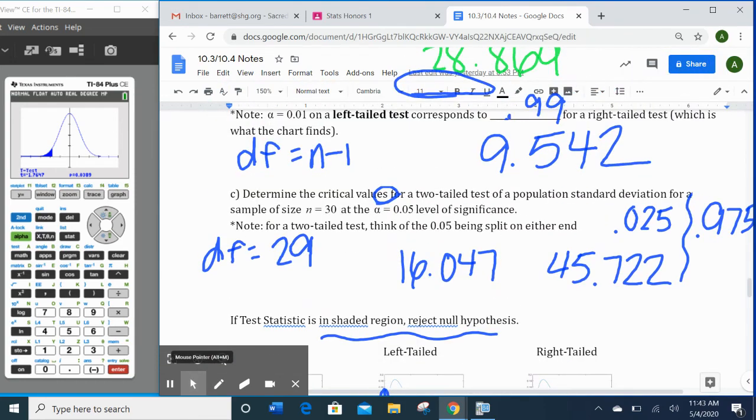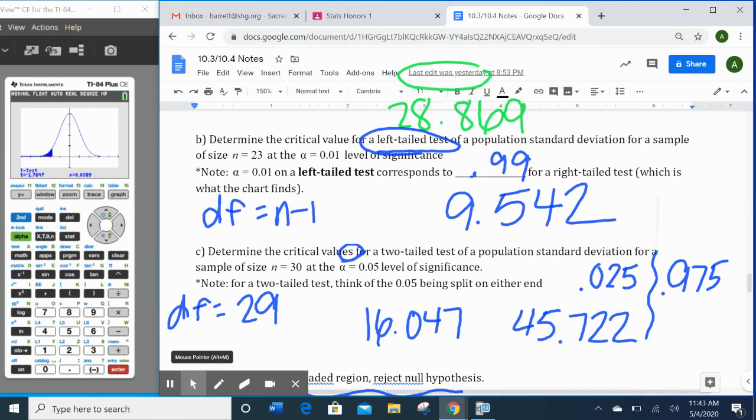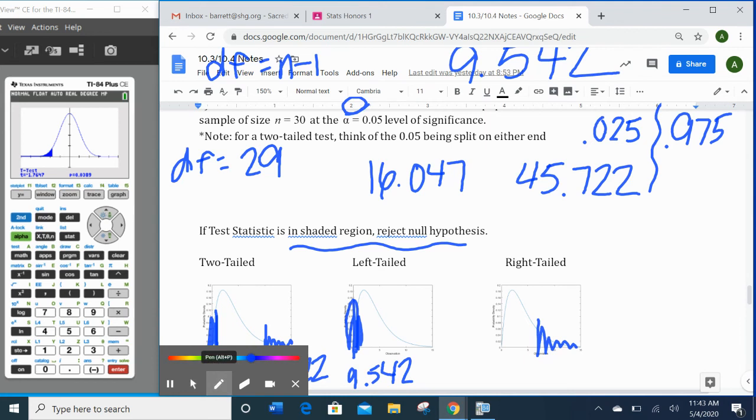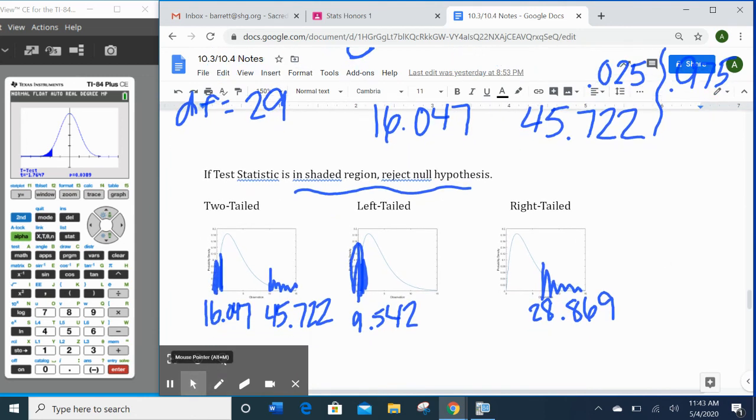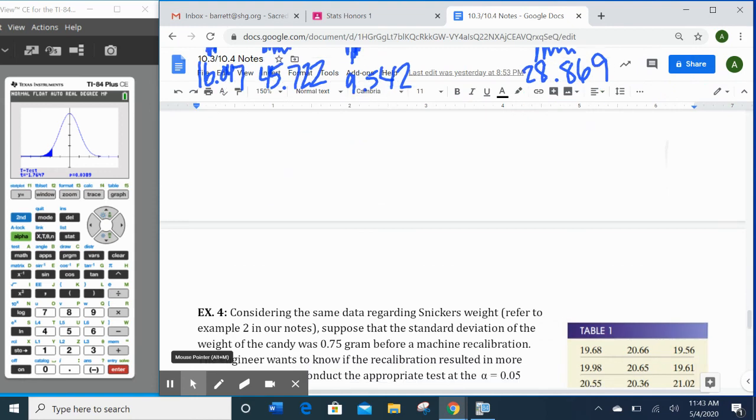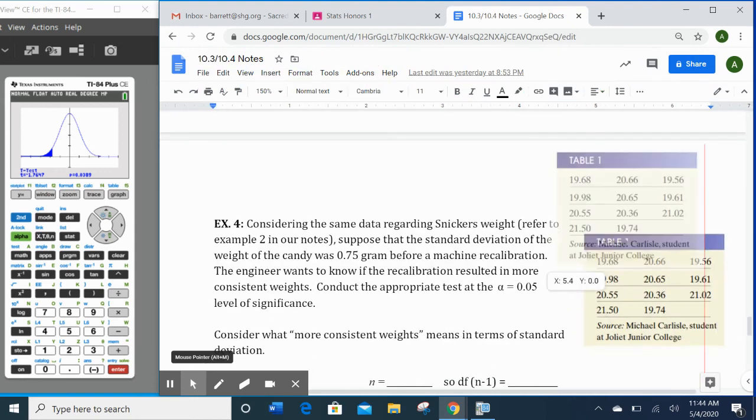And then for the right-tailed test of 28.869, it's a little bit different because now I would reject if it was bigger and I would not reject if it was smaller. That goes back to the fact that I am not comparing a p-value to an alpha, I'm comparing a test statistic to a critical value, which is just different than what we've done before.